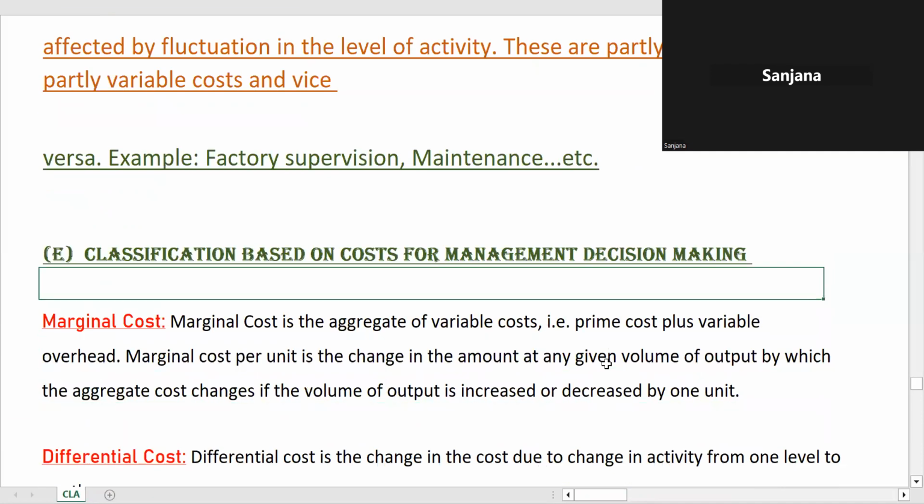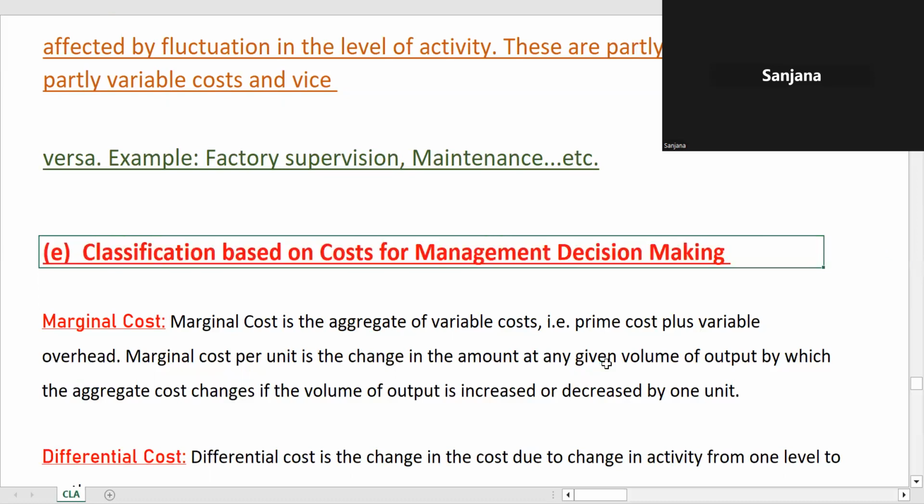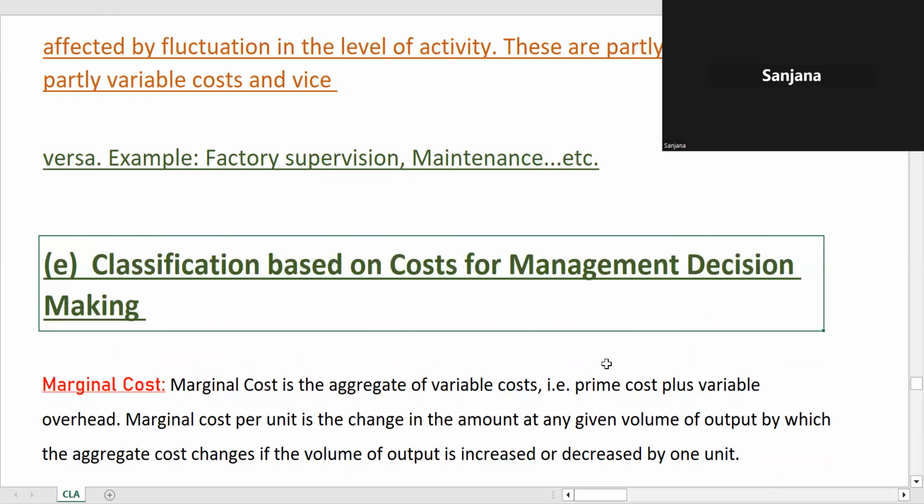Now, the next is classification on the basis of costs for decision making. Classification on the basis of costs for management decision making. So this is cost for management decision making. Here you are classifying the cost the way the management wants to see it, for them to take decisions.